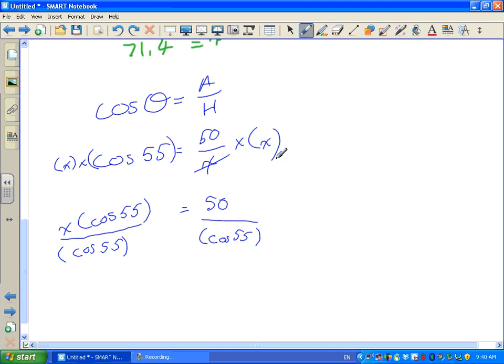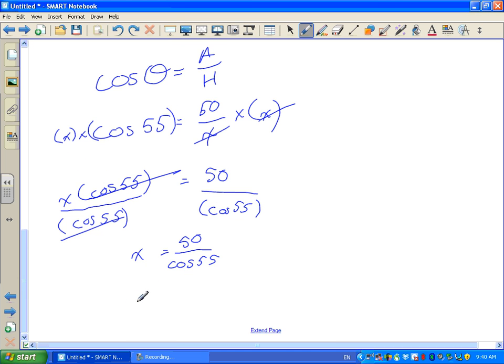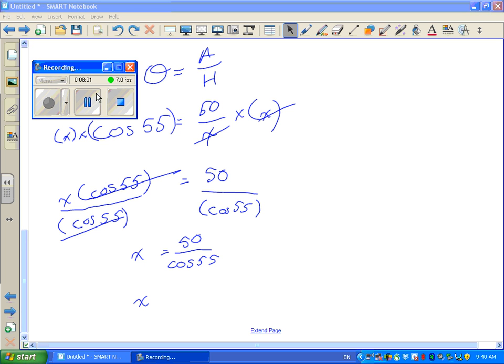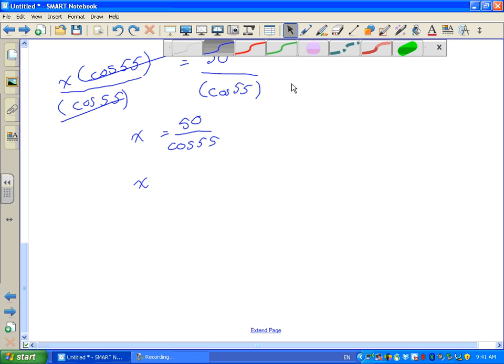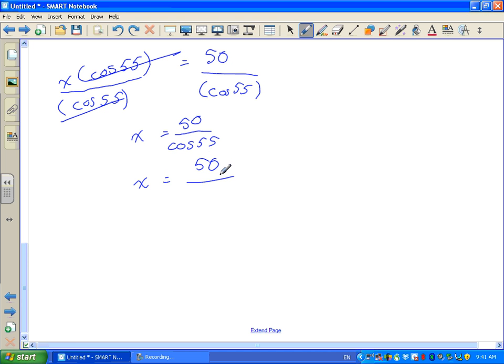And remember, this x and this x canceled out. Now this cos 55 and that cos 55 cancel out. So this is now set up with x is equal to 50 over cos 55. So we got to figure out what our x is now. The cos part is difficult. So cos 55 is 0.57. So x is equal to 50 divided by 0.57, 87.